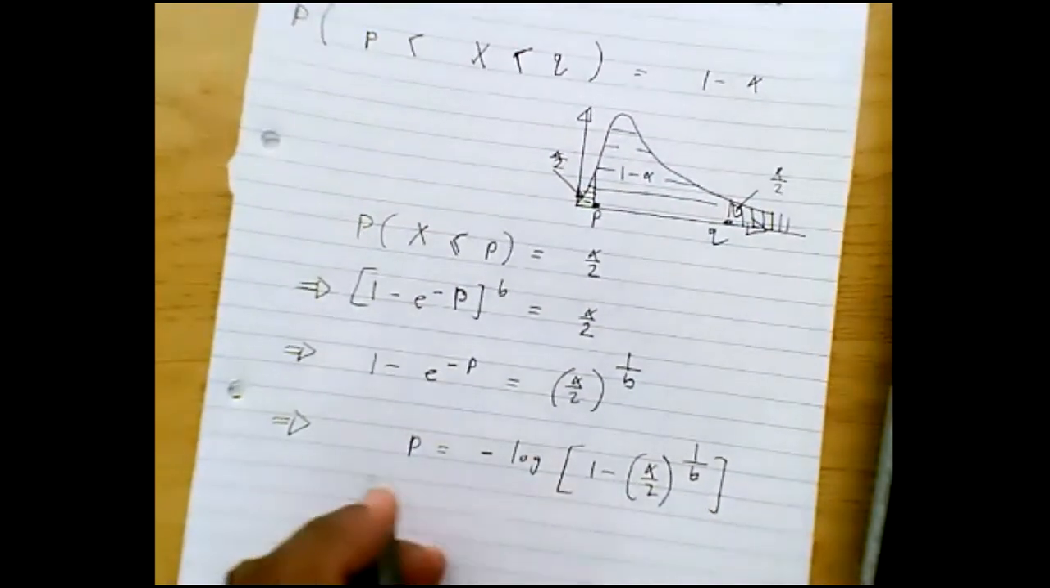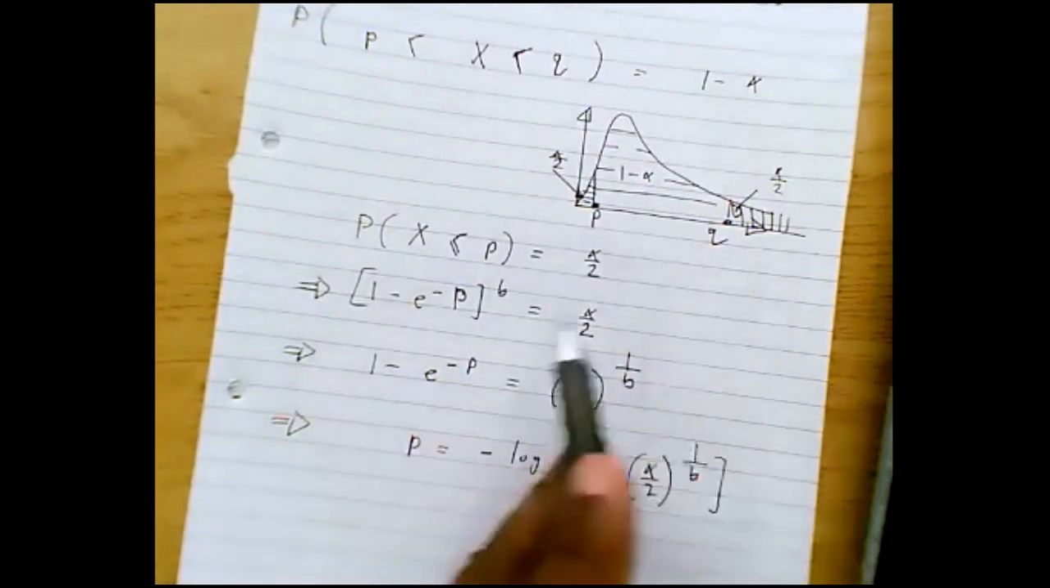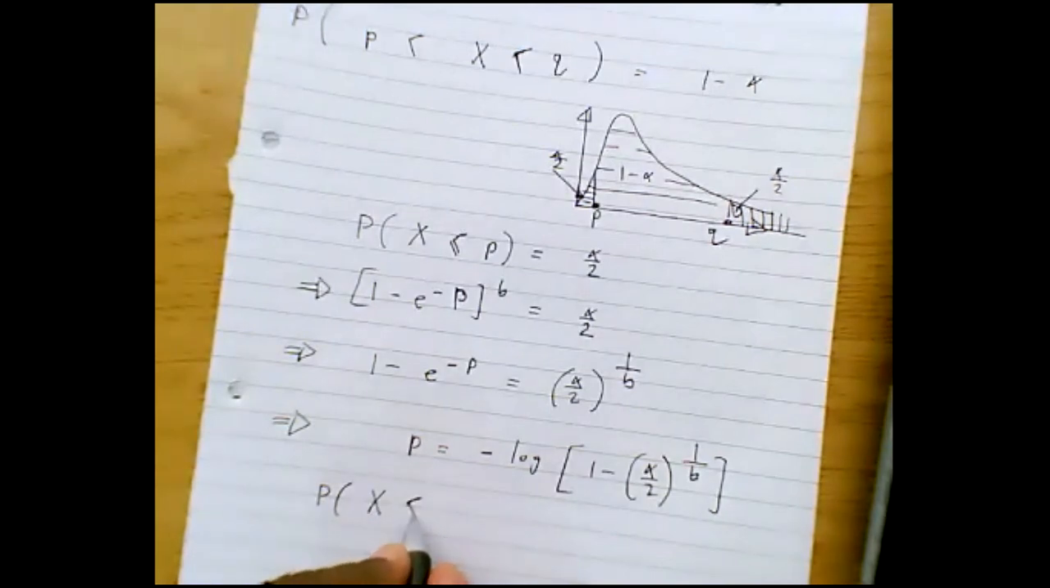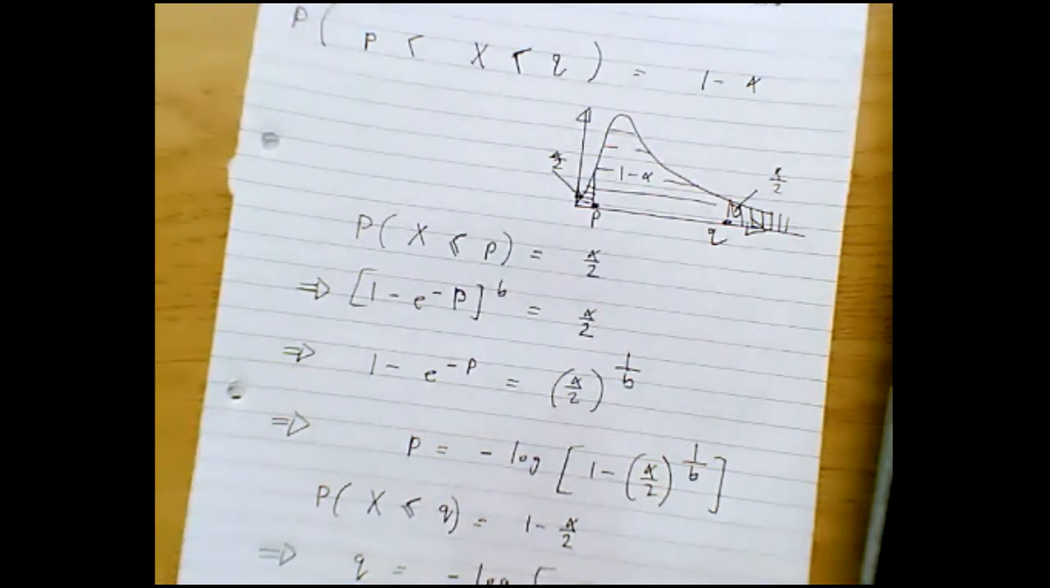Now to solve for Q, you need to solve the equation that the probability that x is less than or equal to Q is 1 minus alpha by 2. And if you follow the same procedure, you will get Q equal to minus log of 1 minus alpha by 2, to the power 1 over b. So this is what you will get, right?